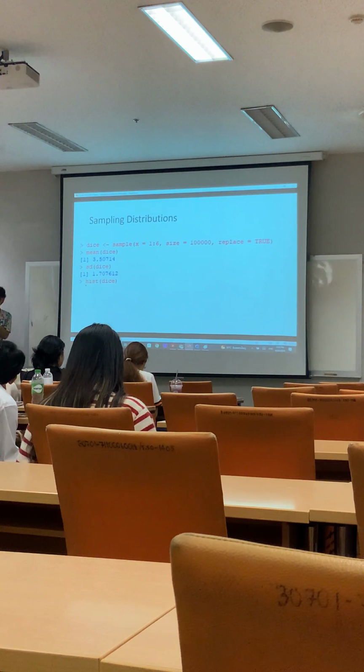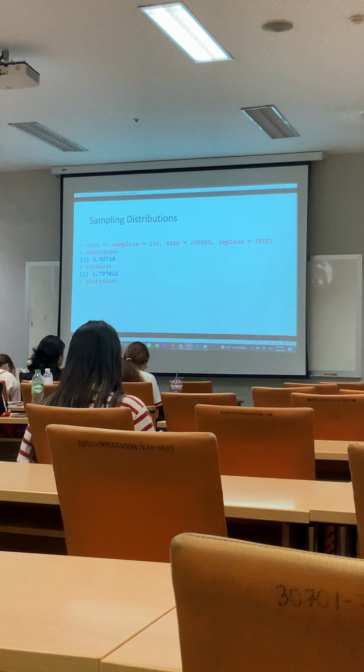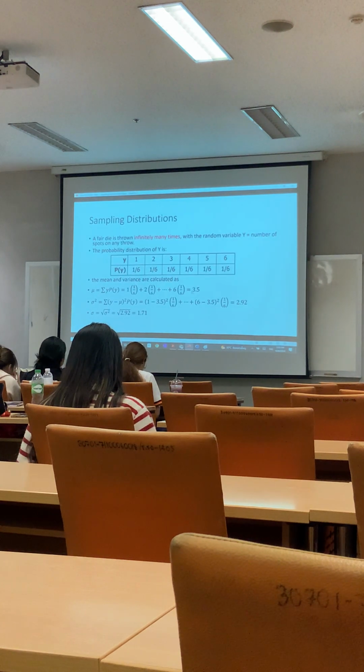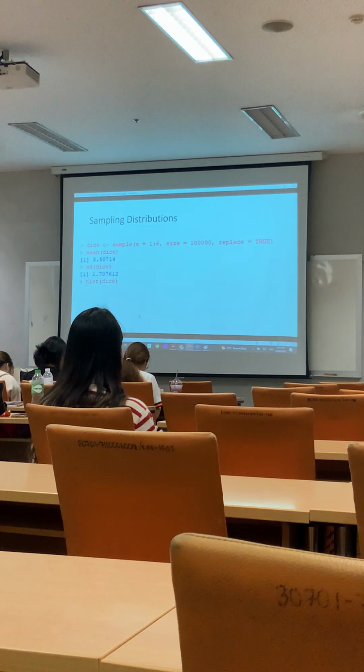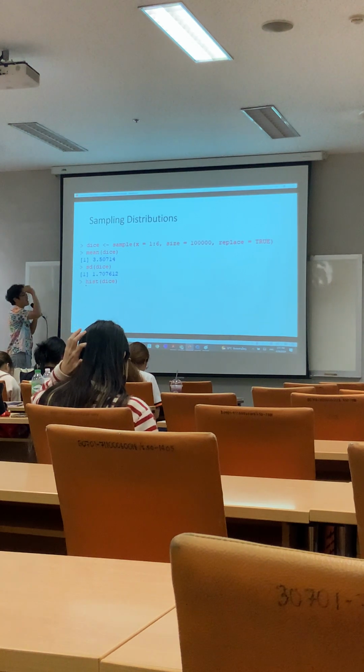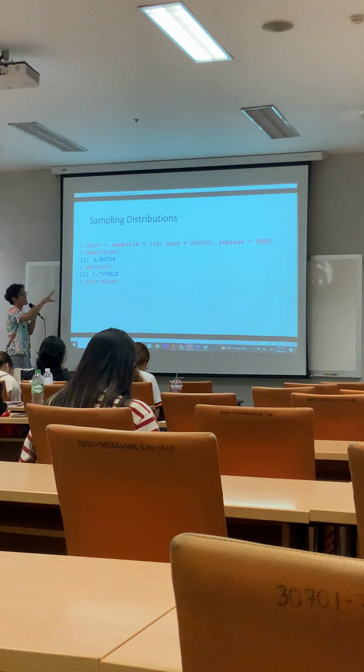So you can see that my simulation of throwing a dice 100,000 times gives the same numbers. The population mean is 3.5, and the population standard deviation is 1.71. So this simulation shows the same as what we expect from the math that we have.